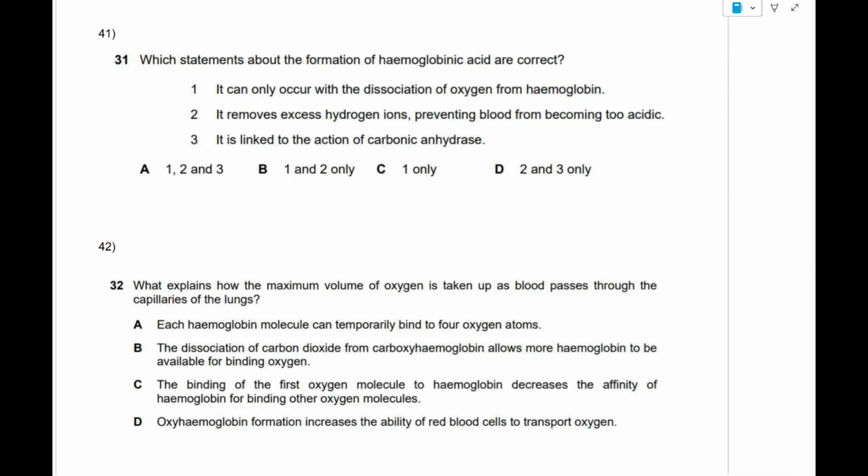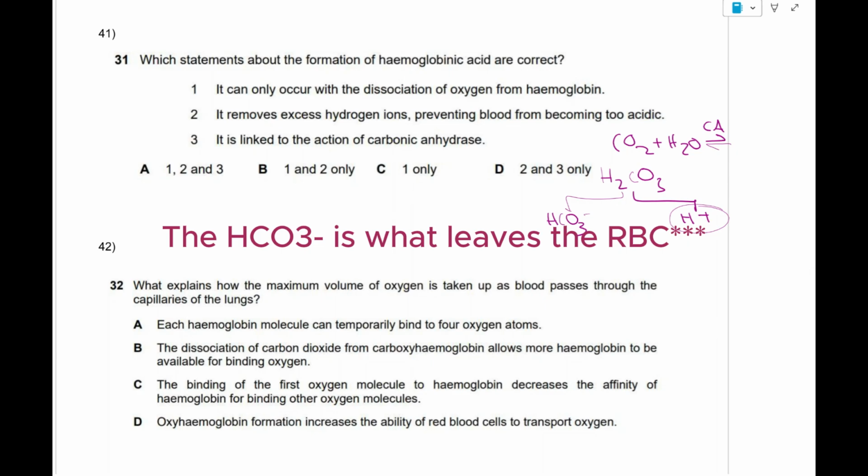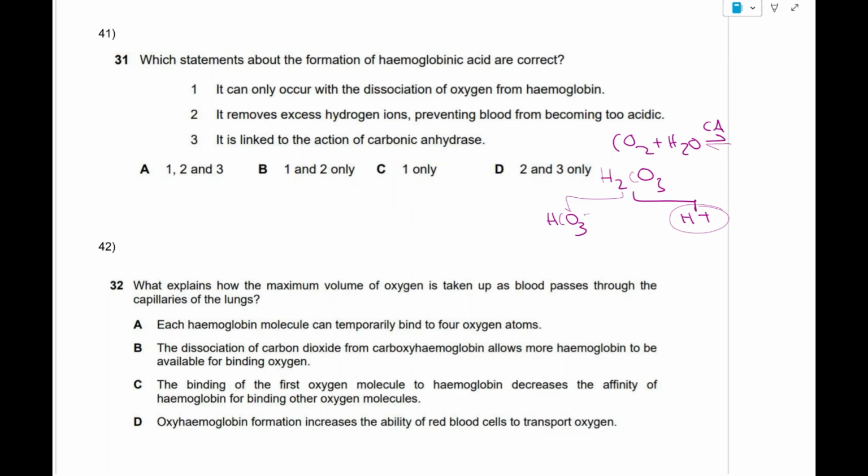Question number 41. Which statements about the formation of hemoglobinic acid are correct? Now, hemoglobinic acid forms when carbon dioxide combines with water by the action of the enzyme carbonic anhydrase. This forms carbonic acid. Now, carbonic acid dissociates into hydrogen carbonate ions and hydrogen ions. Now, what happens to the hydrogen ions is that it leaves the red blood cells, usually. And then, hemoglobinic acid is formed when hemoglobin combines with hydrogen ions.